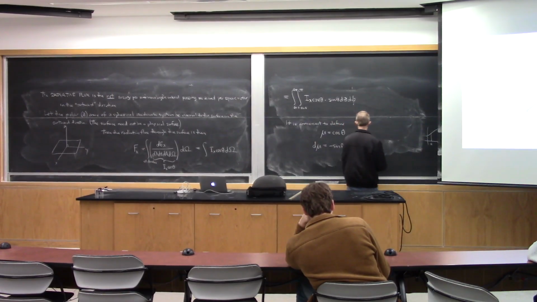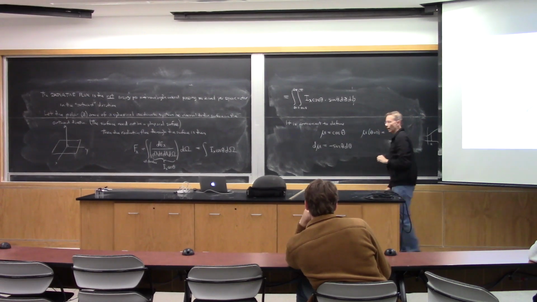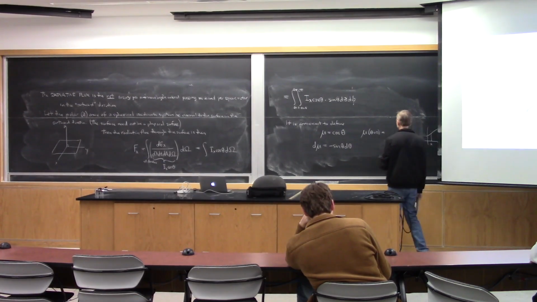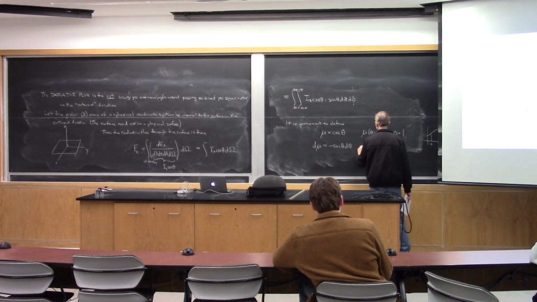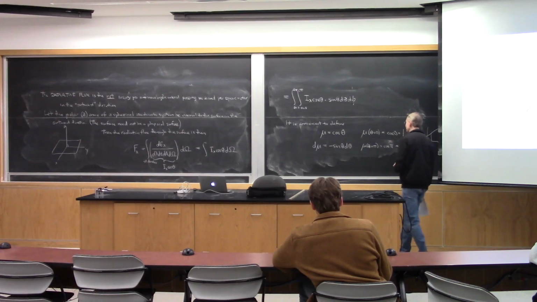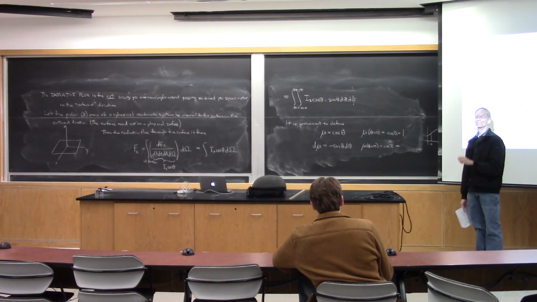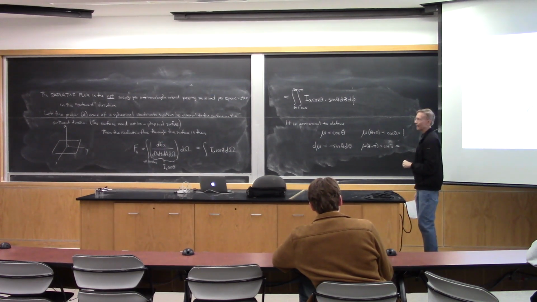So mu of theta equals 0 is what? 1, right? Because it's cosine theta, so cosine of 0 equals 1. And mu of theta equals pi is cosine of pi, which is what? What's cosine of pi? 0. No, that's pi over 2. Keep going. Minus 1, right? You've gone half a wavelength when you go to pi.